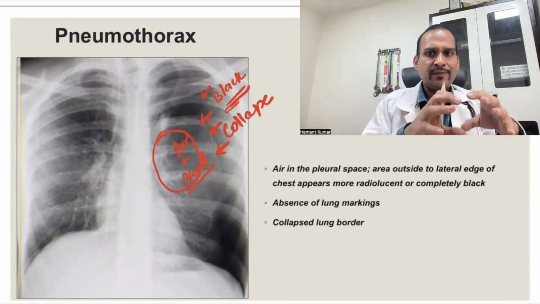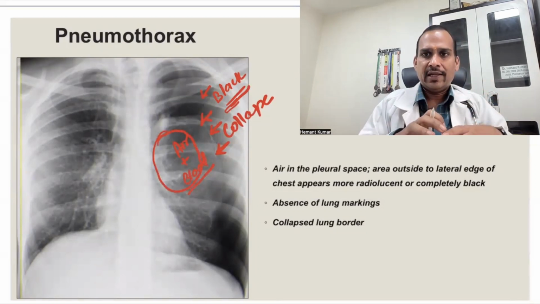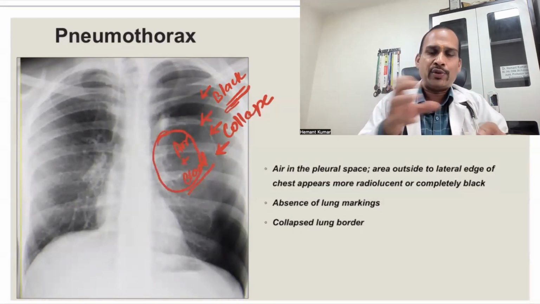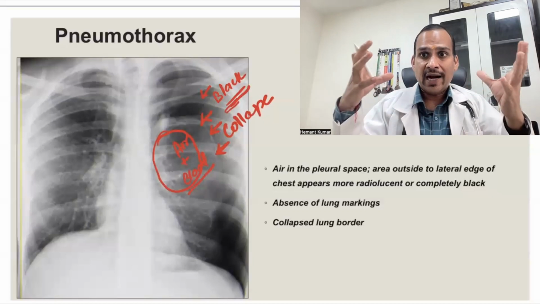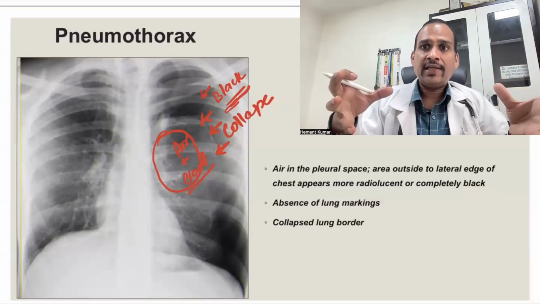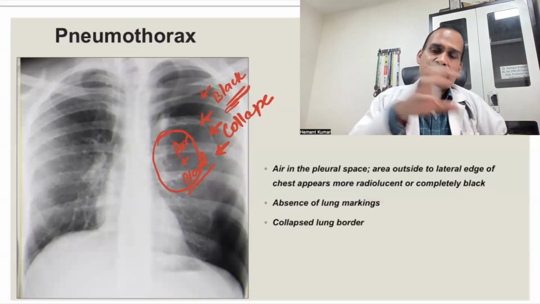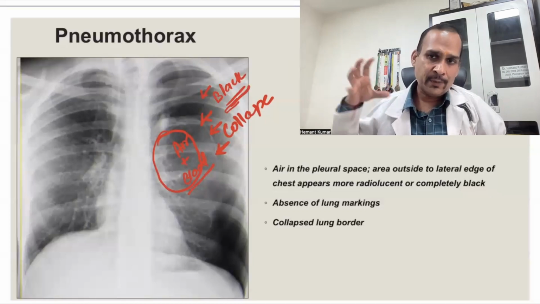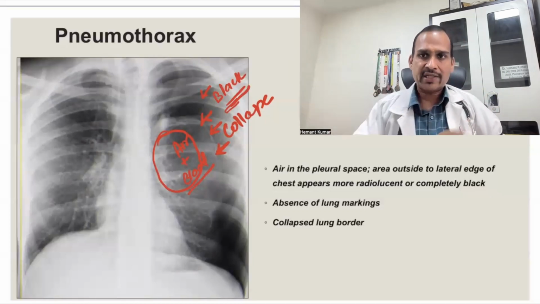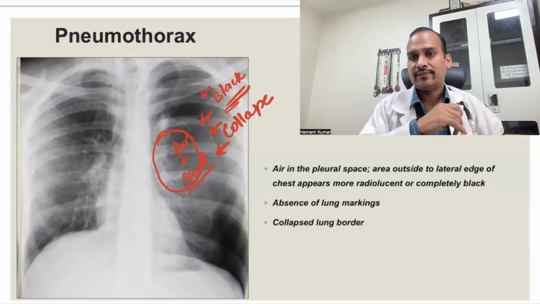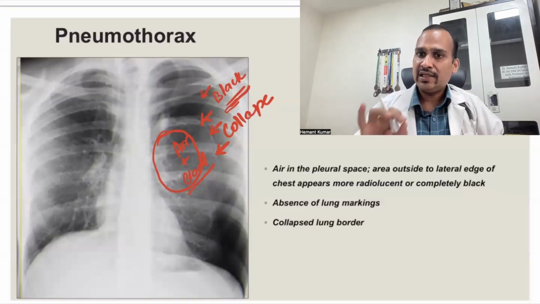If pneumothorax is mild or moderate, it will not push the mediastinum to the opposite side. But if it is a large pneumothorax, then it will push the mediastinum to the opposite side. It will shift the trachea to the opposite side. It will shift the lower mediastinum to the opposite side. So this is pneumothorax.